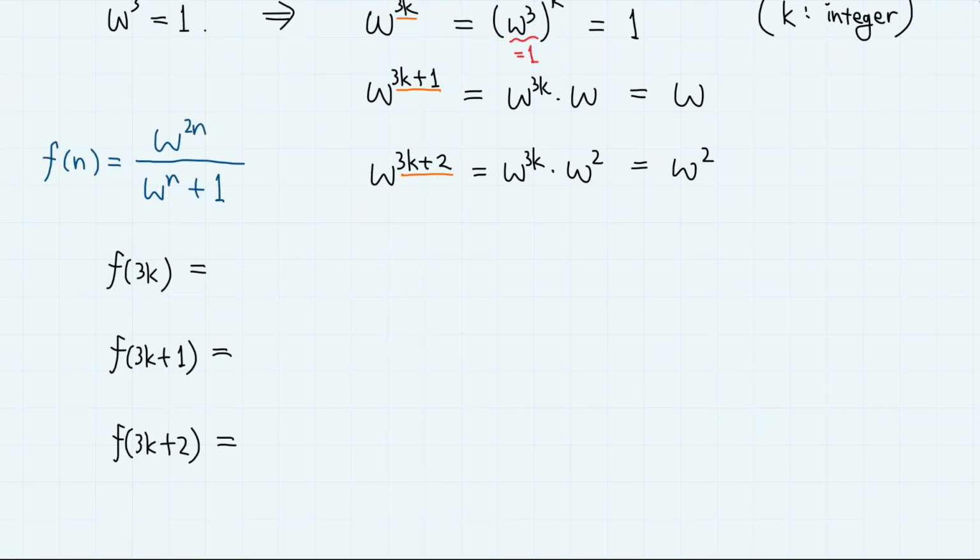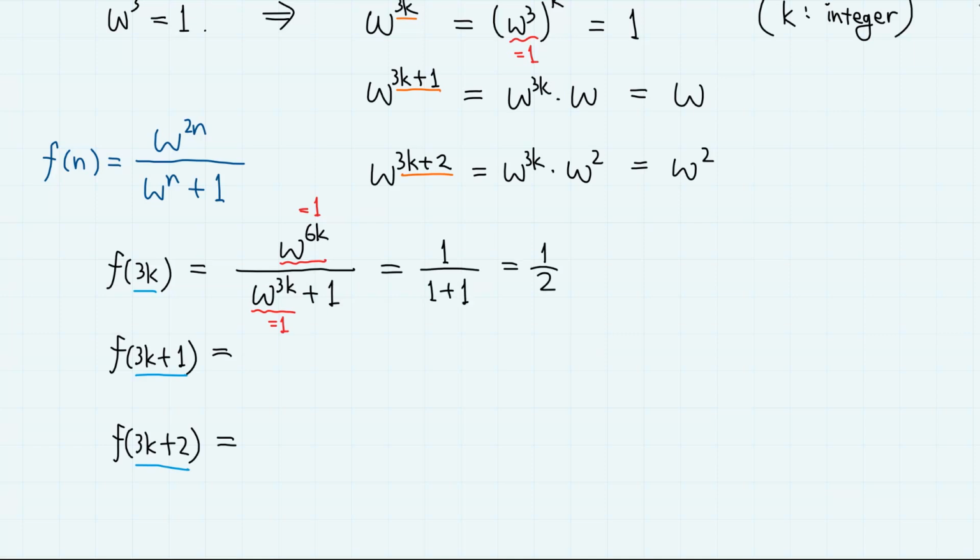Therefore, as for the values of function f of n, we can also find the values for general cases, f of 3k, f of 3k plus 1, and f of 3k plus 2. f of 3k equals omega to the power of 6k divided by omega to the power of 3k plus 1, and omega to the power of 3k equals 1, hence omega to the power of 6k also equals 1, so we just have 1 divided by 1 plus 1, hence 1 half.